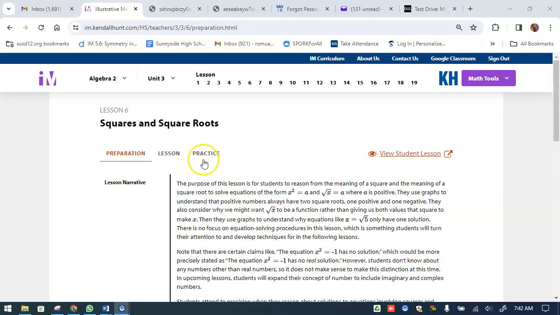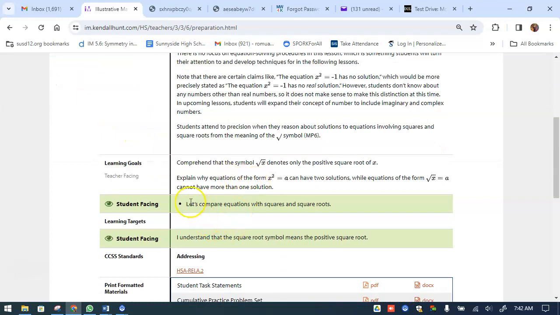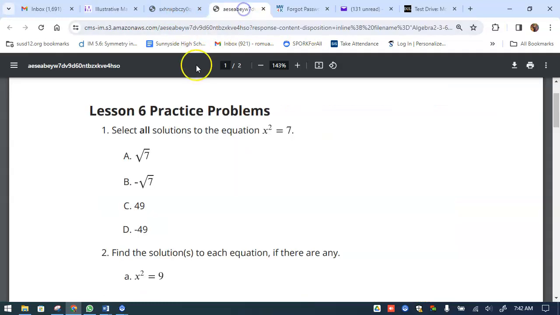Okay, hello students. This is lesson number 6, Algebra 2, Unit 3, and this is about square root. Let's compare equations with squares and square roots. I understand that the square root symbol means the positive square root, so in this case we will consider only the positive square root. Now let's straight away solve the practice problem.